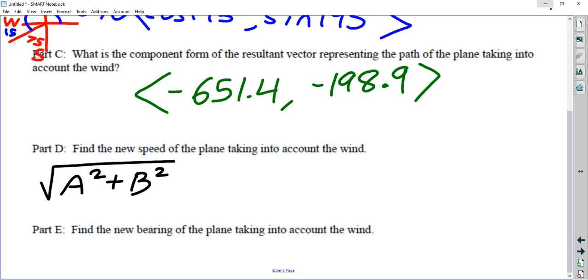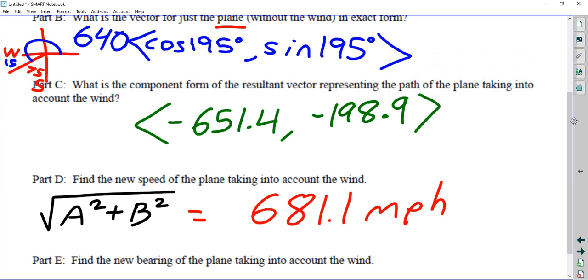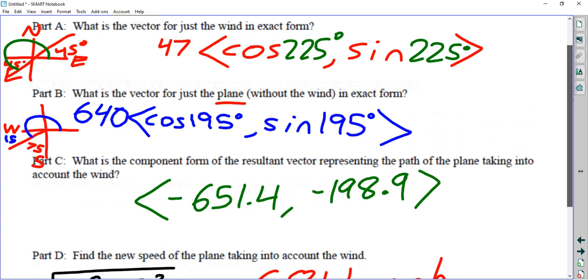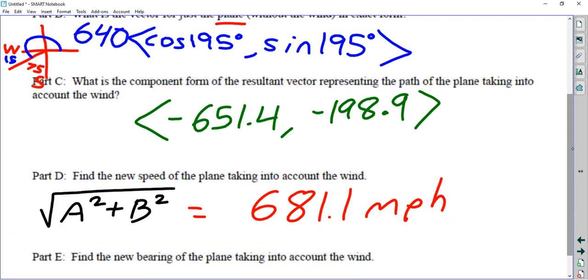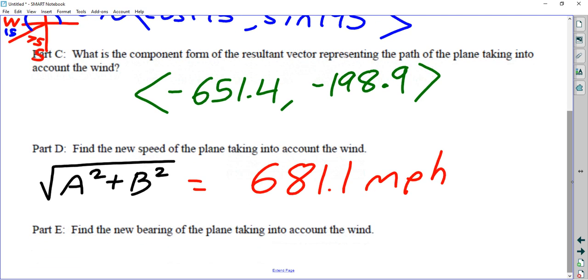Point 1 is the speed. Miles per hour. The plane itself was only going 640, so the wind is speeding it up quite a bit, because it's blowing 47 miles per hour itself. Oh, I was thinking about that. Yeah, a little bit of a different angle.